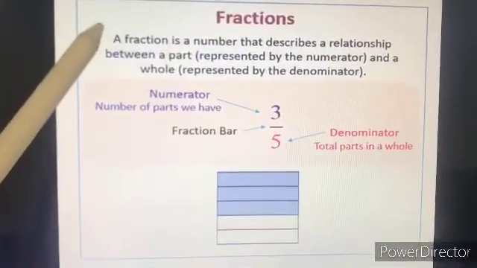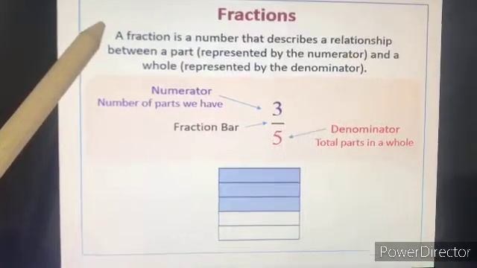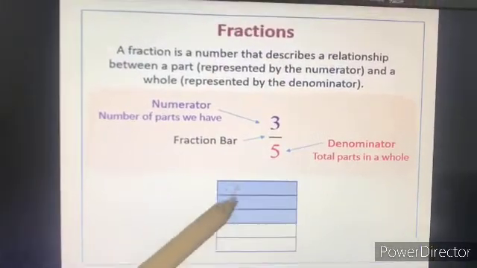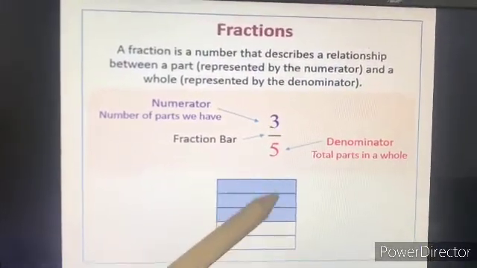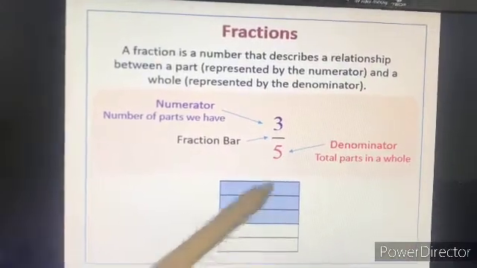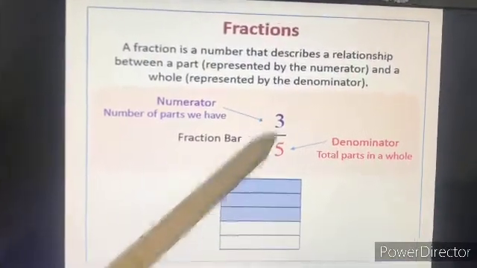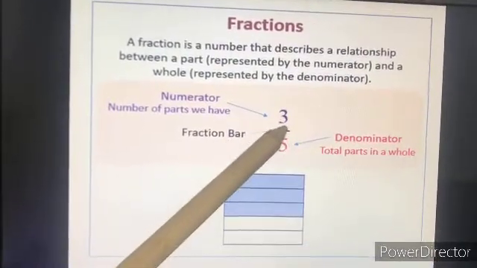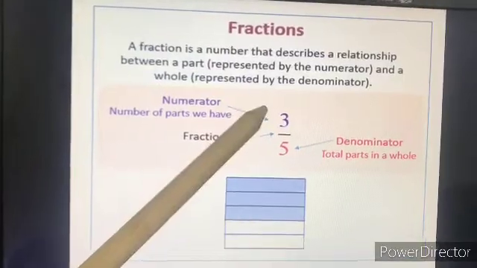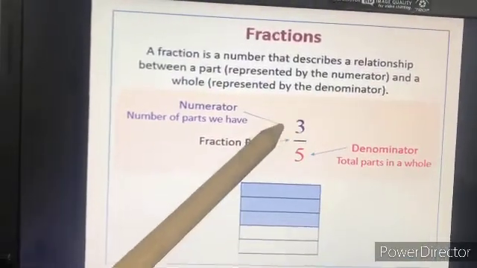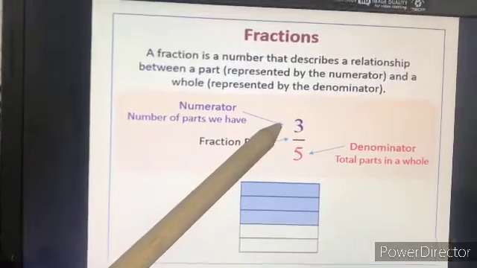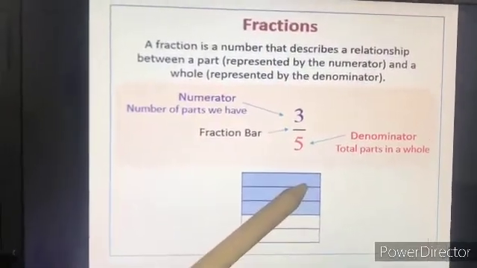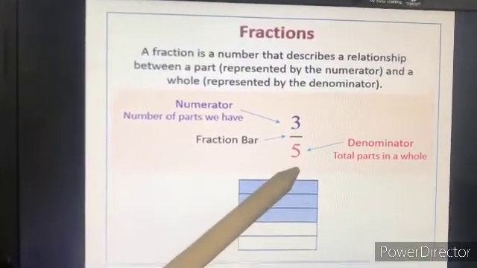A fraction is a number that describes a relationship between a part and a whole. This means how many parts the whole is divided into and how many you took, how many you chose, how many are shaded. This is a relationship between these two. See, this is a fraction bar or a slash with which you are dividing the upper part and the lower part. So the number of parts you have, you chose or you shaded will be the numerator, and the total number of parts the whole is divided into will be the denominator.